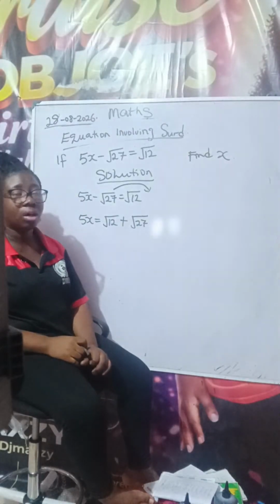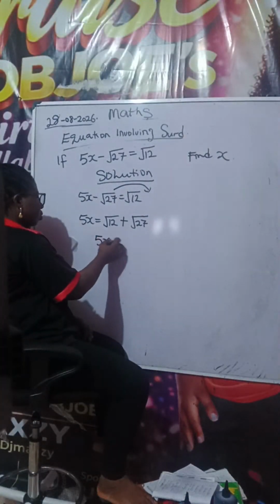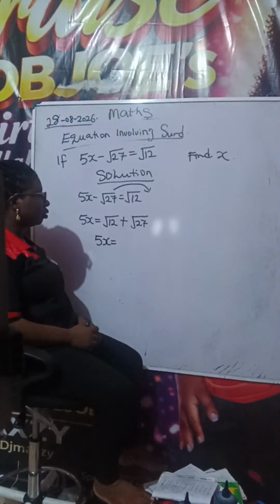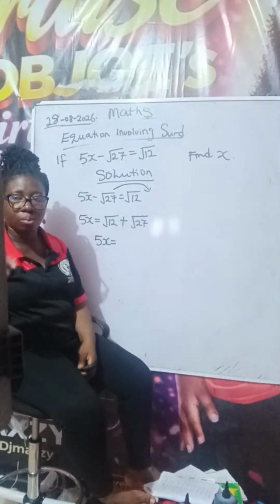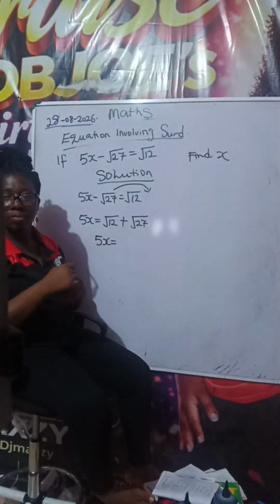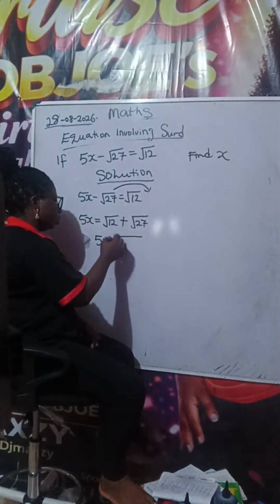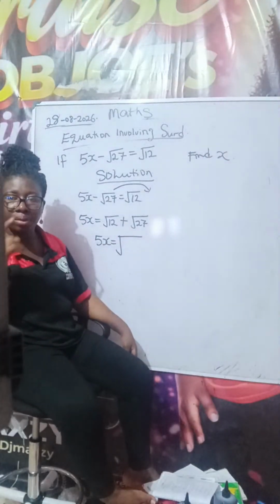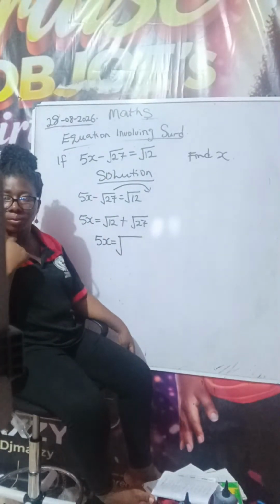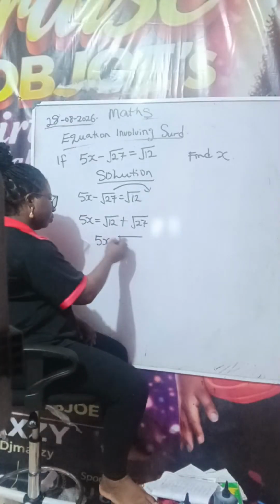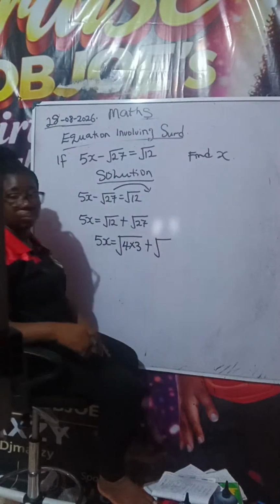Okay, so now all we need to do is to make it have the same root. So we have 5x equals to, now what is the square root of, sorry, 12? What perfect number multiplied with any number will give us 12? A perfect number means a number that has a square root. 3 times 4 or 4 times 3, correct? So 4 times 3 plus, then 27.